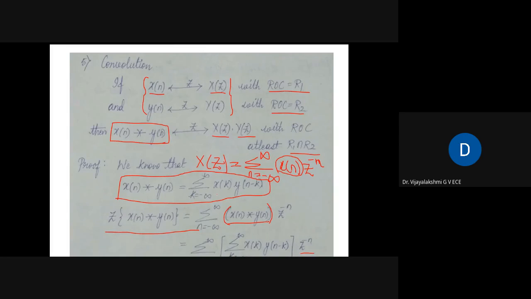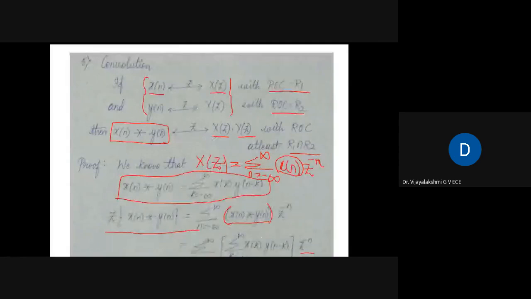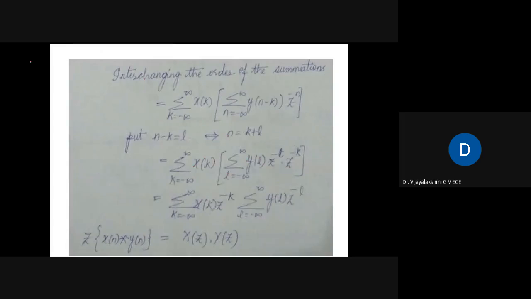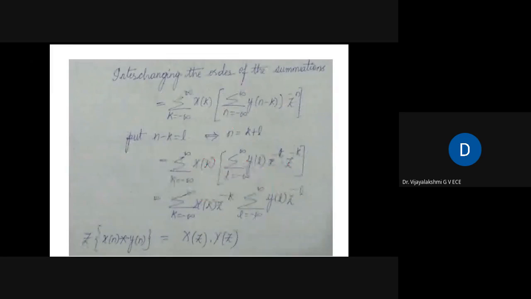So let us simplify that. Now what I do is I'll just interchange this order of summation. Outside it was n, inside it was k, right? Now k I have taken outside, k varying from minus infinity to plus infinity x of k, and n earlier was taken inside. So n is varying from minus infinity to plus infinity y of n minus k into z power minus n.